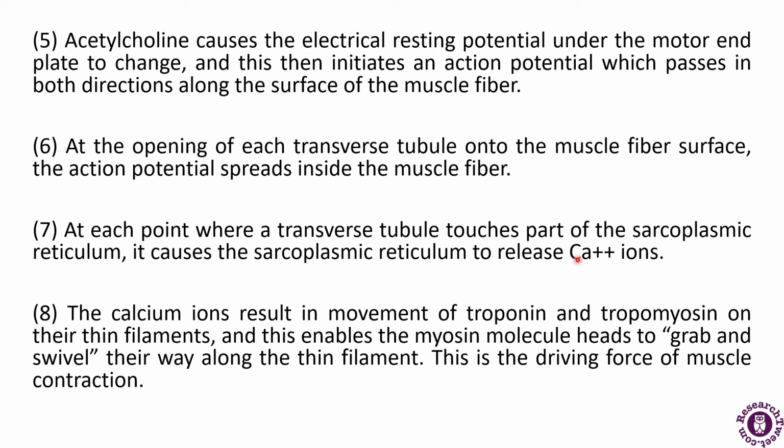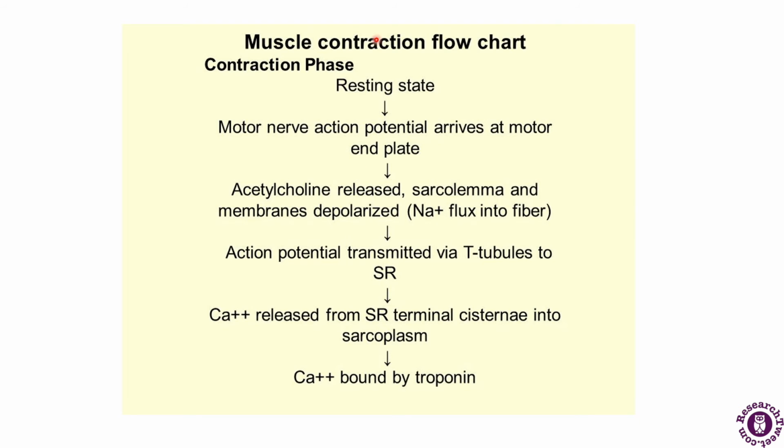When the calcium ions are released, there is a movement in the troponin and tropomyosin on the thin filaments, and this enables the myosin heads to grab and wriggle their way along the thin filament. This is the driving force of the muscle contraction. In the next slide, I have depicted a diagram which shows a summary of how these steps take place, the muscle contraction phase.